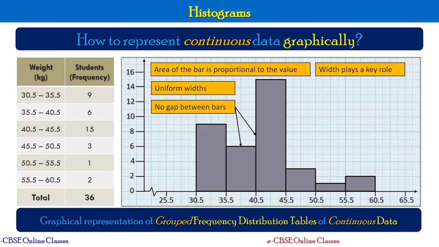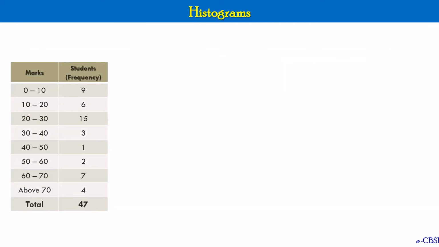Okay. So essentially, a histogram is nothing but a graphical representation of grouped frequency distribution tables of continuous data. Okay, please remember this. Now, what if your data table is slightly different?